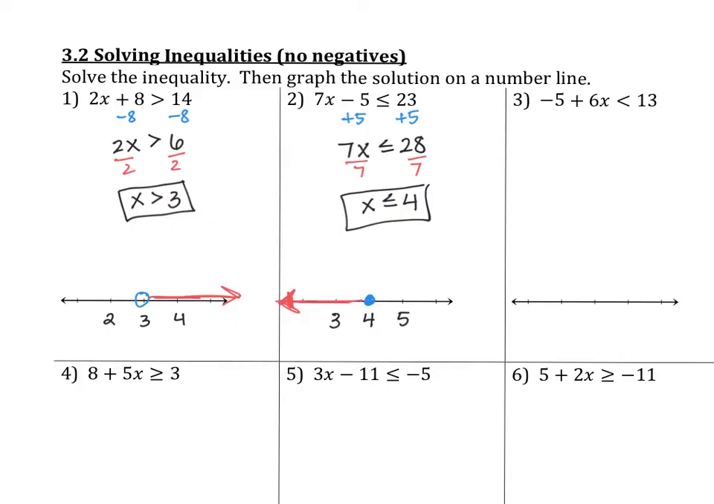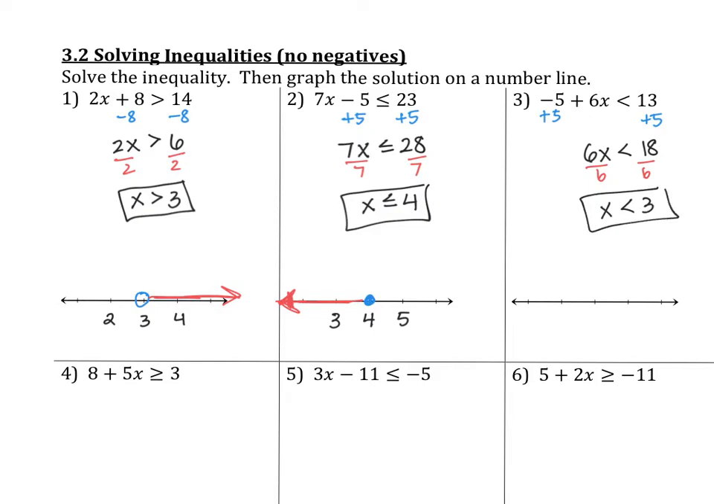Okay, now I'm going to go to 3. Negative 5 plus 6x is less than 13. Okay, since this is a negative 5, I'm going to add 5. Okay, let me bring down positive 6x. Bring down the inequality exactly the same. 13 plus 5 is 18. Okay, let me divide. x less than 3. Okay, that's a perfect solving.